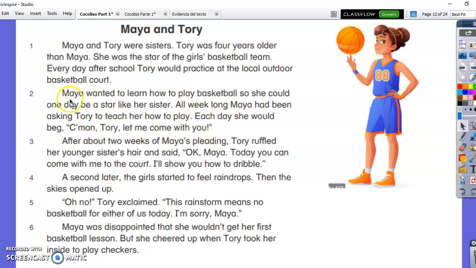So here we have little sister wants to be like big sister. She wants to learn to play basketball like big sister.